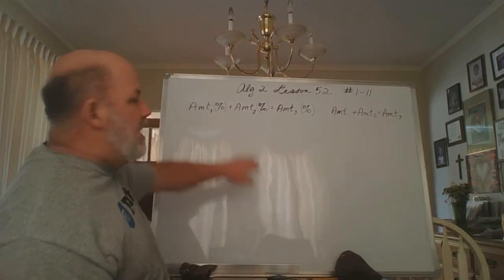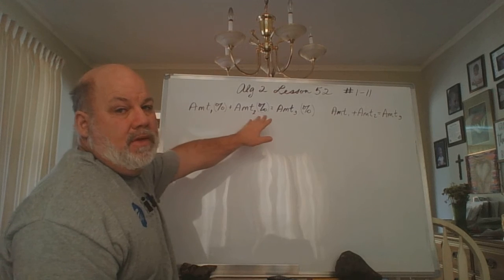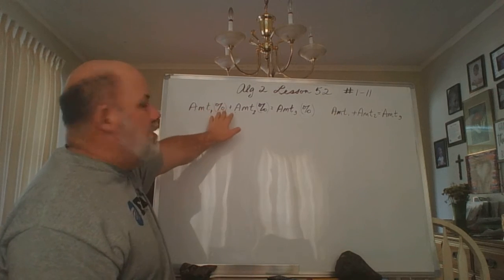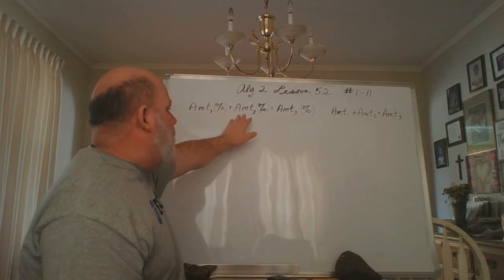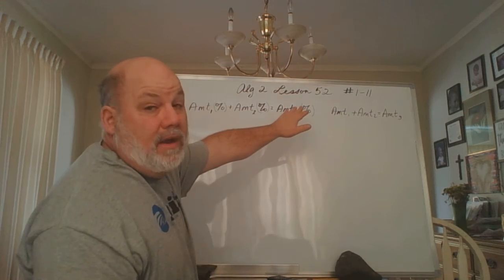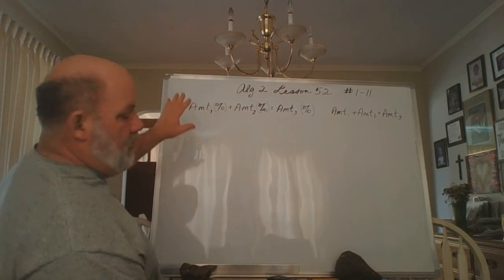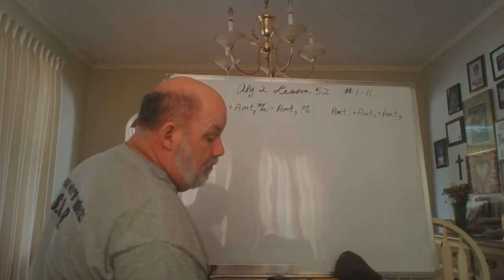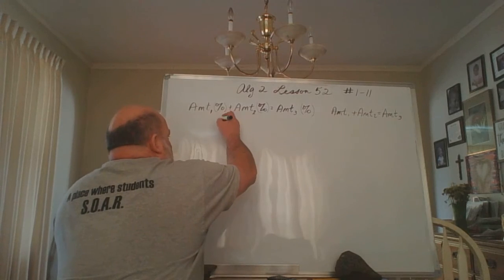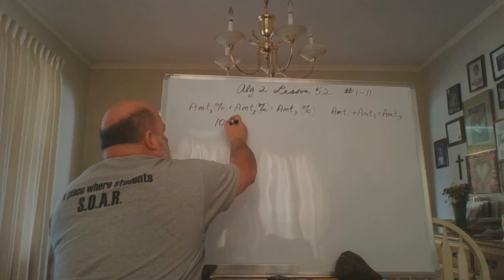By the way, earlier I did not have parentheses around these percent signs. I hope you understood that it was amount 1 times its percent plus amount 2 times its percent equals amount 3, the final amount, times its percent. If I did not make that clear, I apologize, and there it is stressed now. So the 10 is the percent of the salt that it is.